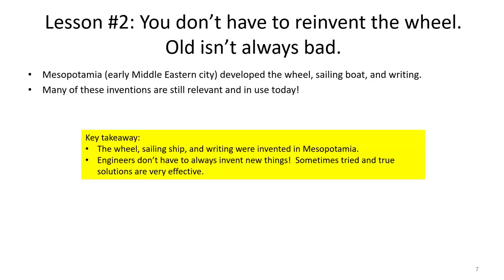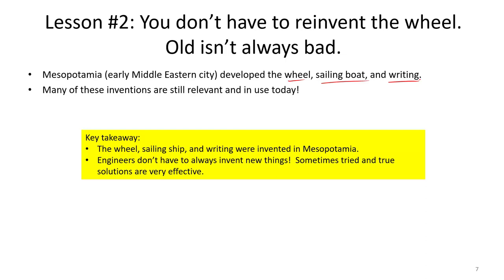Next lesson. You don't have to reinvent the wheel. Old is not always bad. So here we learn about Mesopotamia. They were an early Middle Eastern city, and many great inventions are credited to Mesopotamia. Mesopotamia developed the wheel, sailing boat, and writing. And as you can see, many of these inventions are still relevant, and they're still in use today.